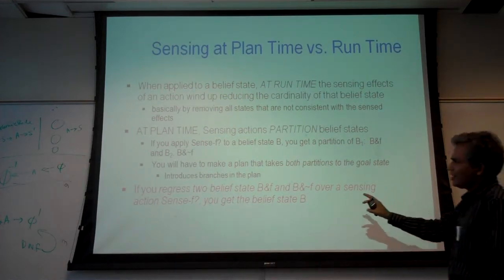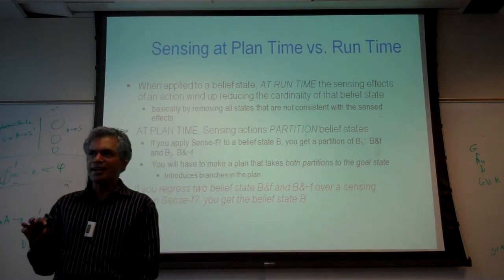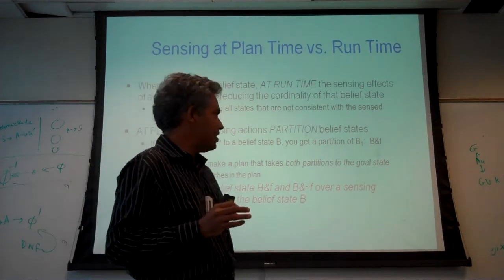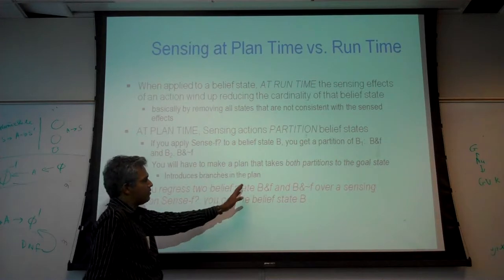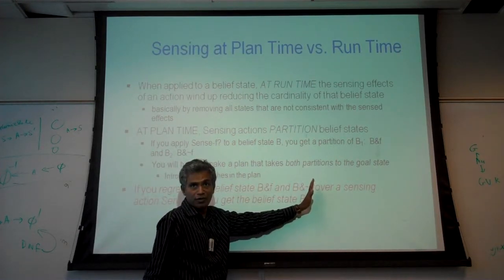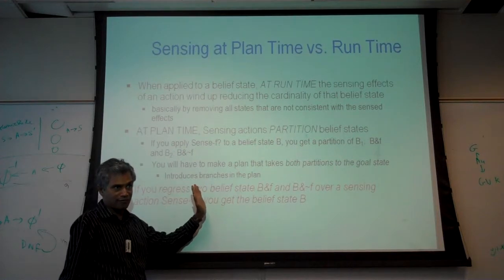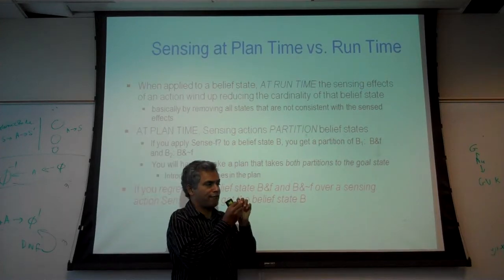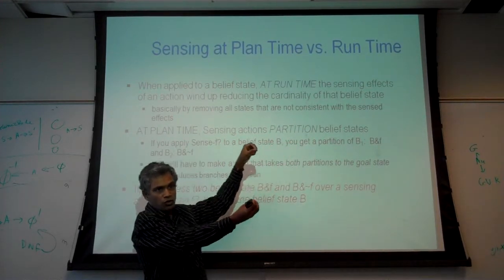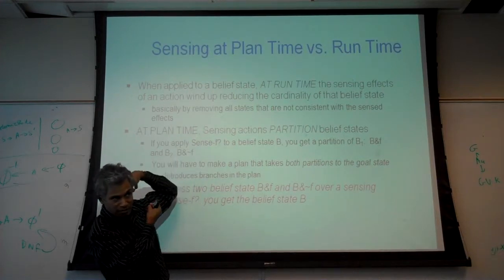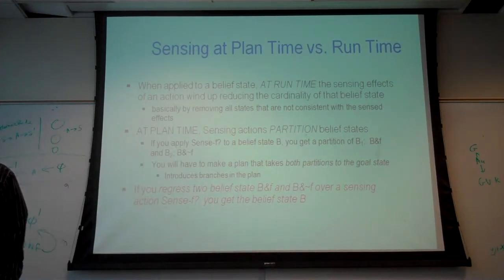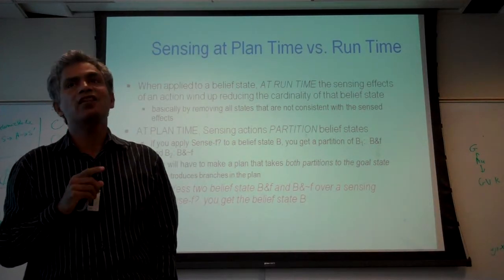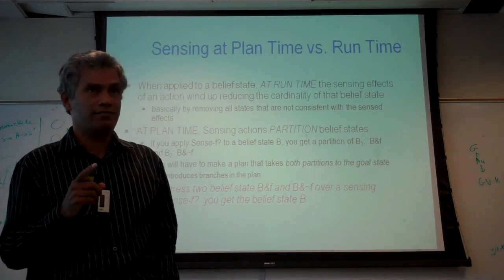Now, one of the mind-numbing things is that the nice semantics of regression get very iffy when you have sensing actions. One silly thing that happens is if you regress two belief states, B and F, and B and not F, over a sensing action, sense F, it will become B. Because if you had just B and you sensed F, it would become B and F, and B and not F. So if you regress, these two have to be combined to become B. And that introduces one of the big problems in sensing actions: in the search, the directionality is lost because you don't quite know what to sense.